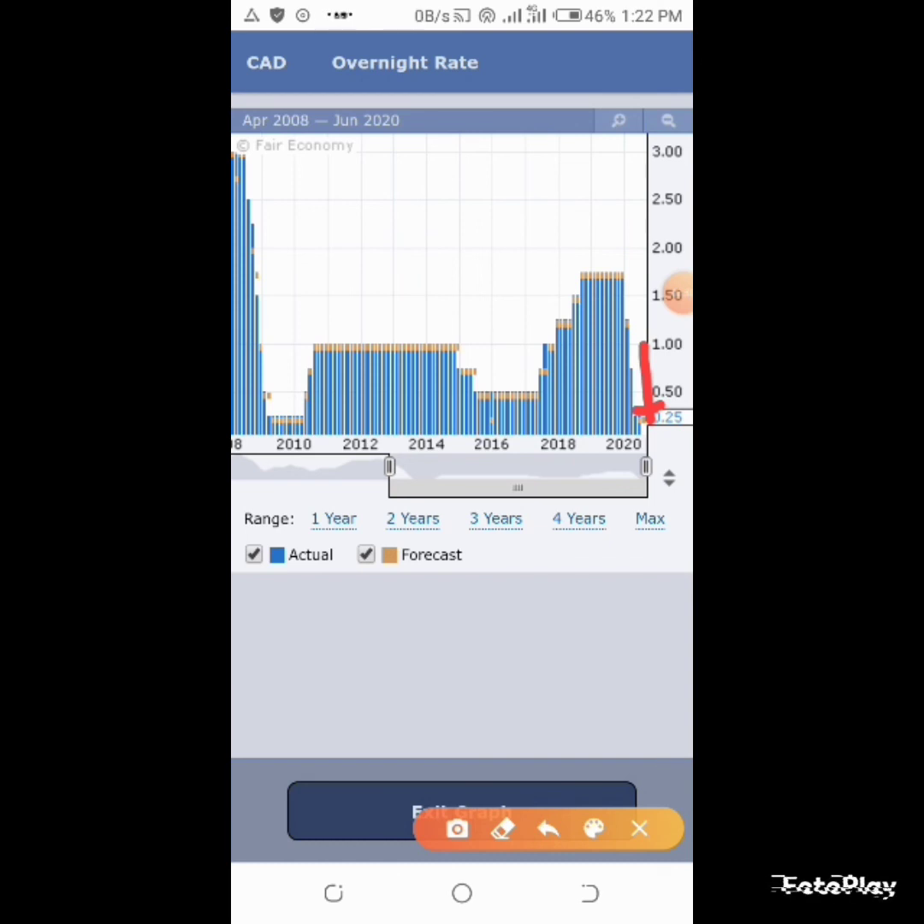Now if it goes above 0.25, which is the forecast, they say it's better for the currency. So if it goes above 0.25, let's say 1.0, for overnight interest rates for money being borrowed between institutions, it means that the currency is going to get even stronger. There will be more demand for the currency. That is what it means. So the higher the interest rate, the better it is for the currency.